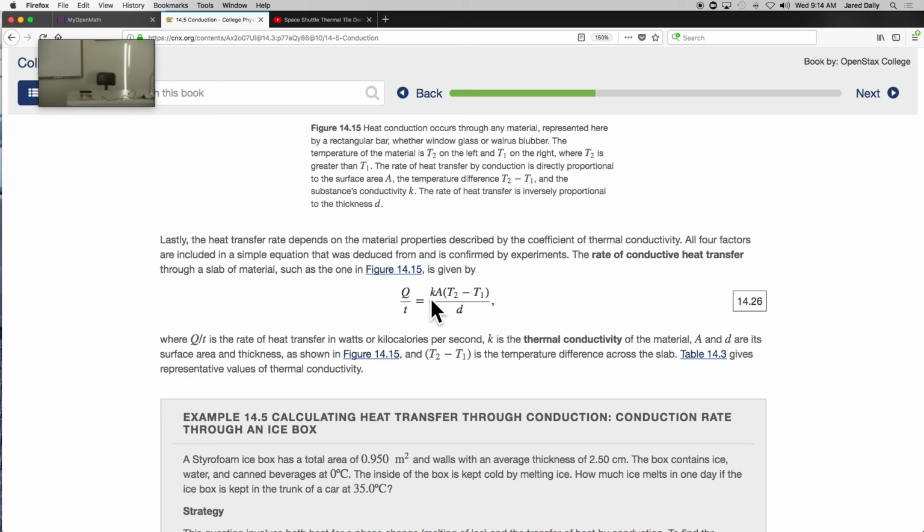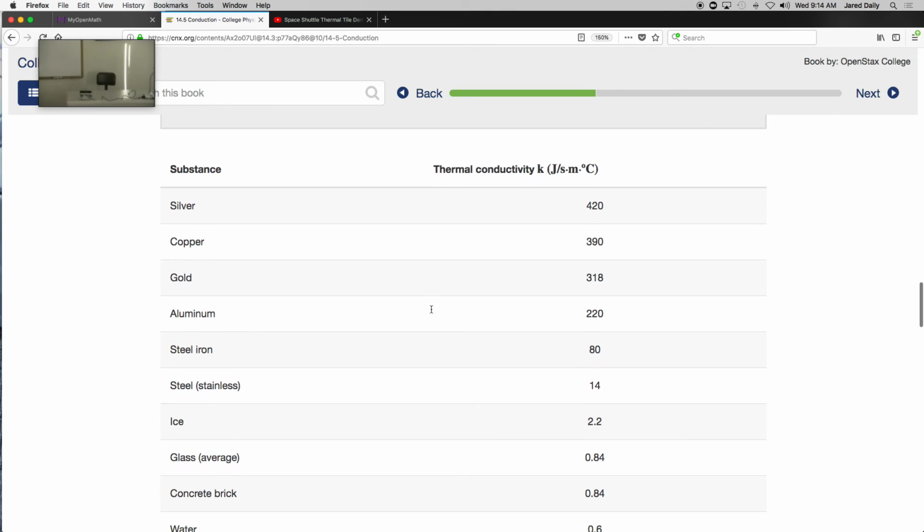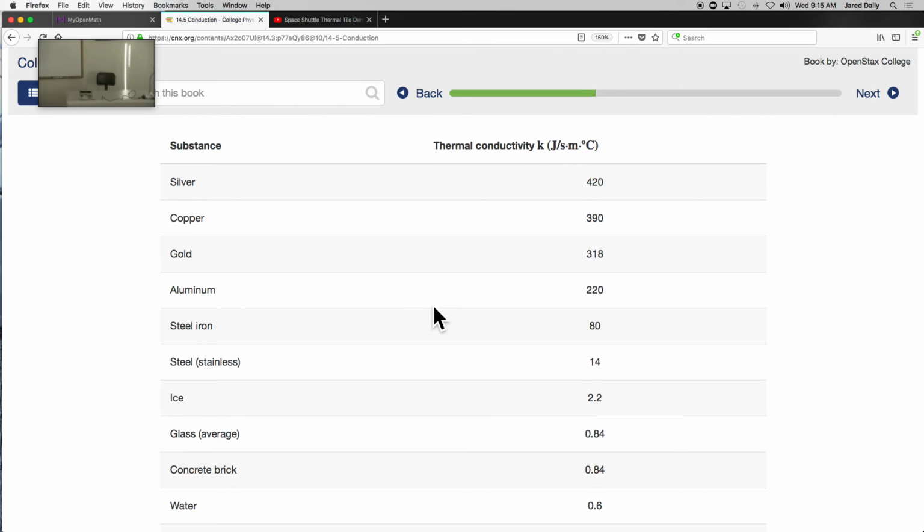And then they have this k in here, which is the thermal conductivity, which is related to the material that is used in the insulation or in the wall or whatever. And of course we have a table of all these different thermal conductivity constants. You can see here that for metals, silver, copper, gold, aluminum, steel, stainless steel, it's fairly high. Stainless steel is the lowest of them, but all these other ones are up in the hundreds, right? Iron is 80. But this means that the heat travels through them extremely easily, extremely quickly, okay?